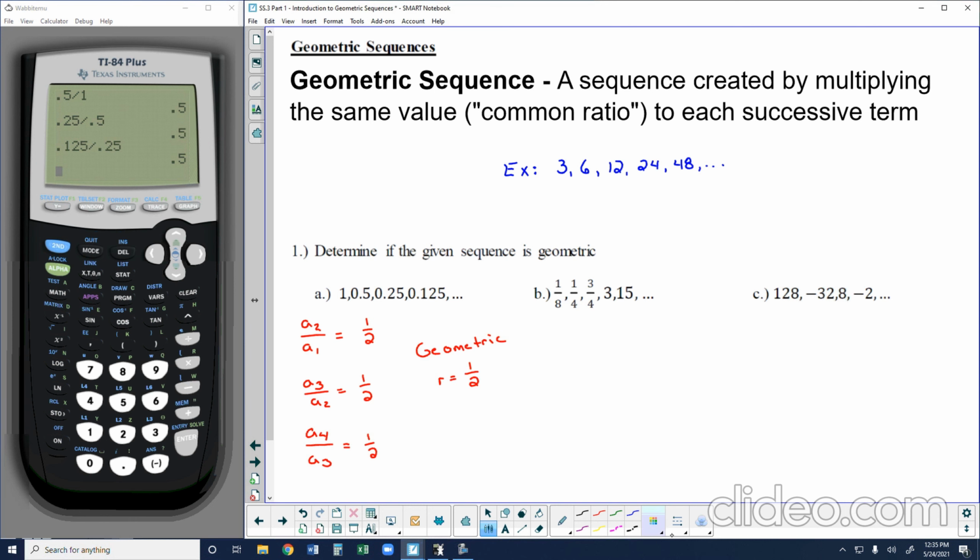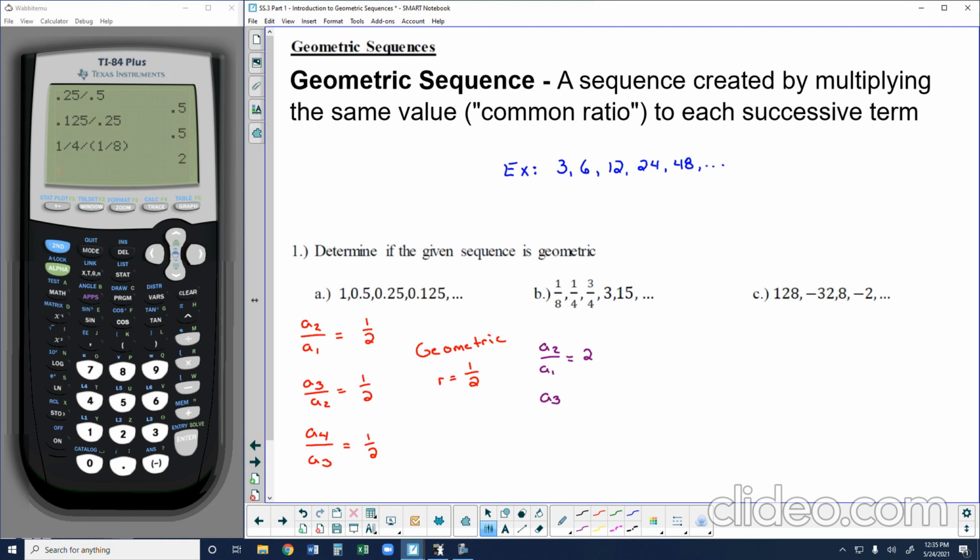Now let's take a look at B. Doing the same thing in B, I'm going to take A sub 2, the second term, divided by A sub 1. And so this gives it to me in fractions, which is okay. I'm going to take 1/4 divided by, making sure I put this in parentheses or use the fraction key here, 1/8, which would be 2.